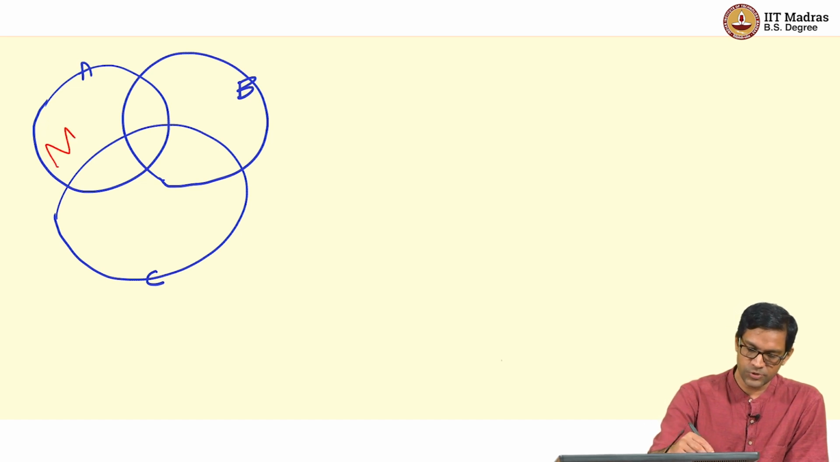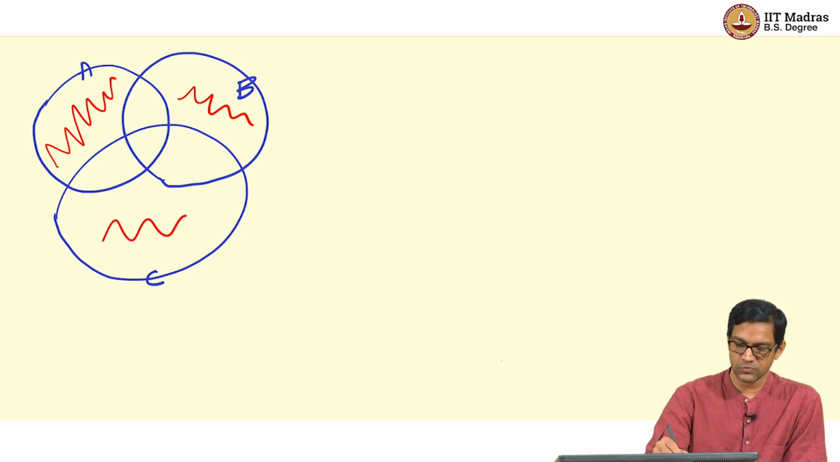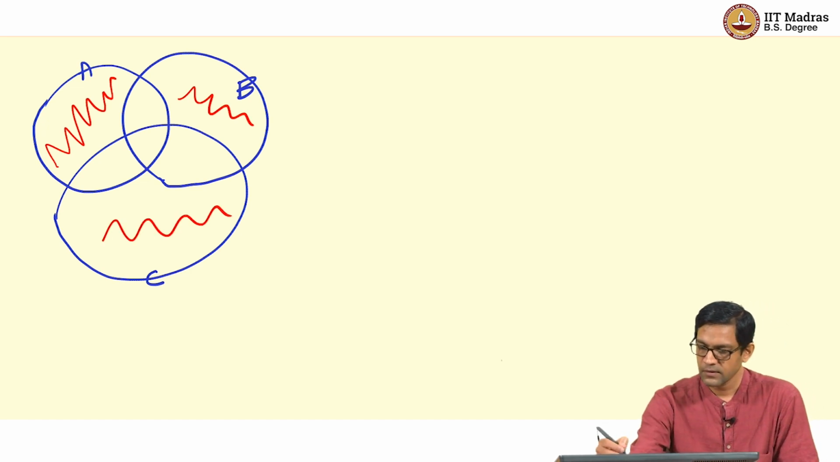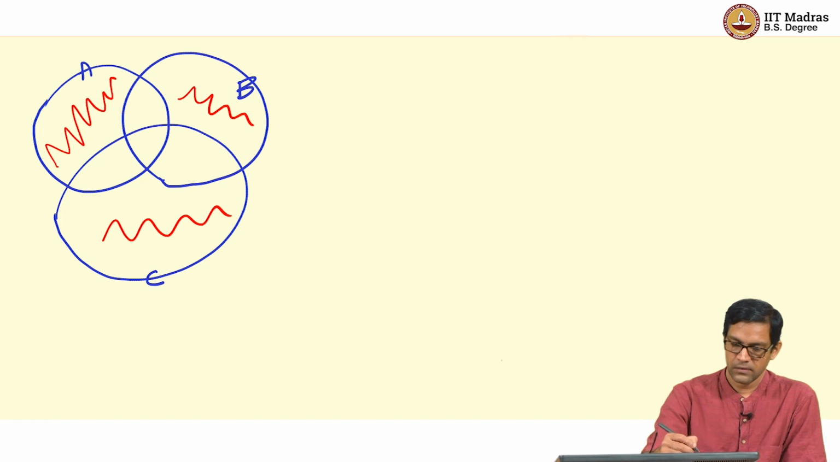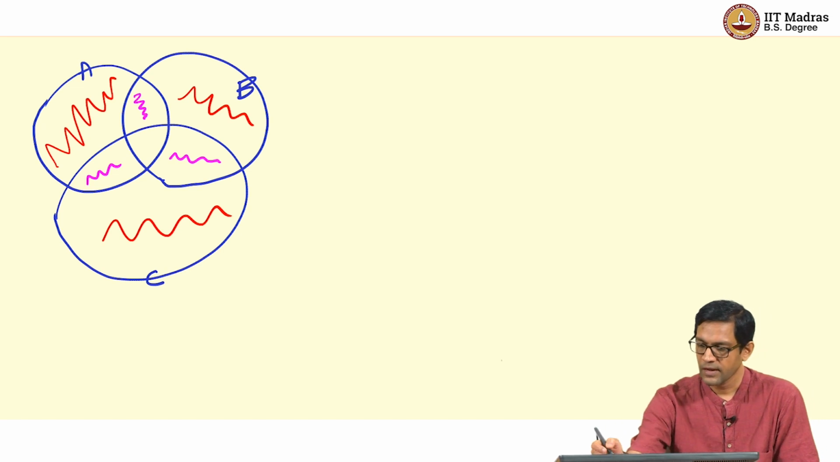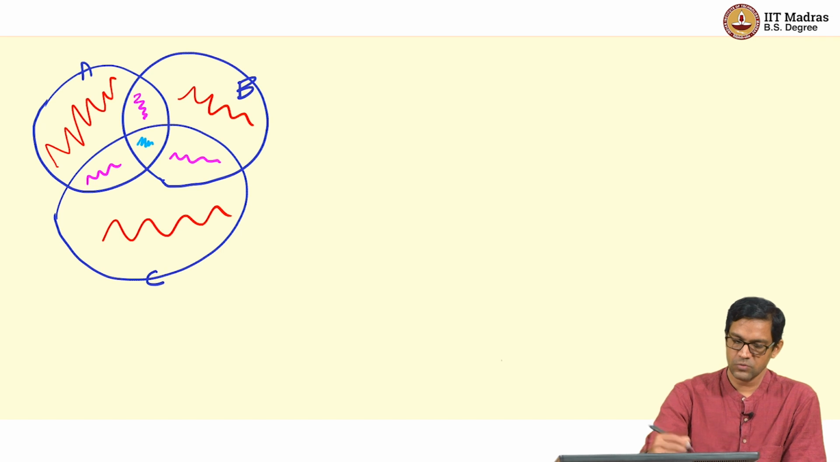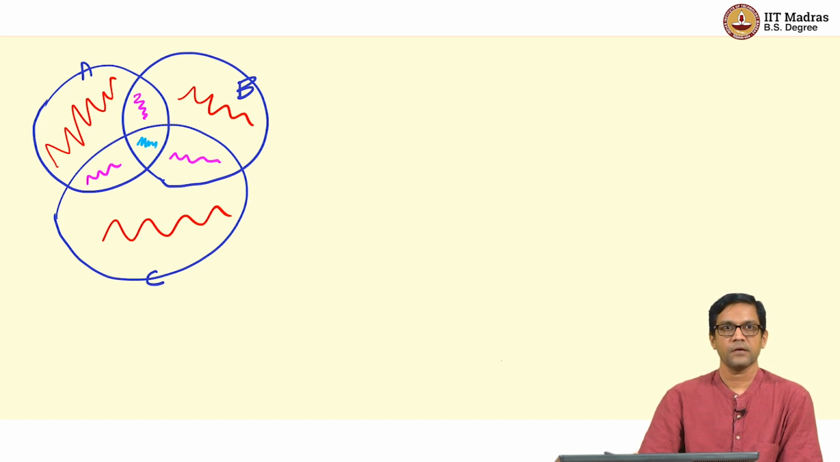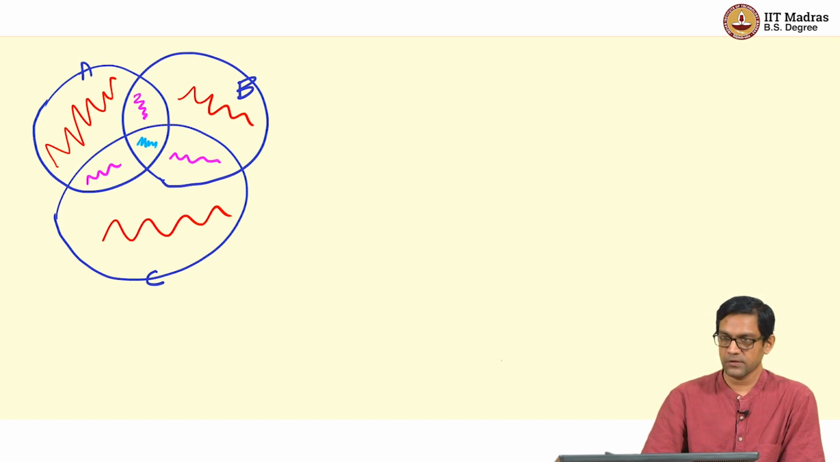Well, there is this portion which is exclusive to A, a portion exclusive to B, and a portion exclusive to C. Then there are portions which belong to 2 of these 3 sets A, B and C, and finally there is this last bit here which belongs to all 3 together. So we have actually split the full set A union B union C into these 7 regions.